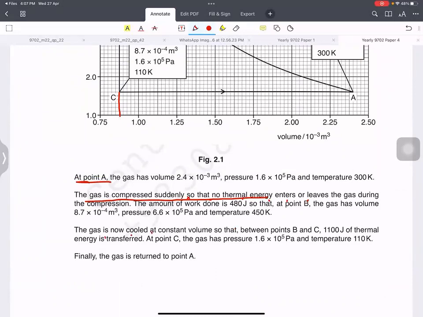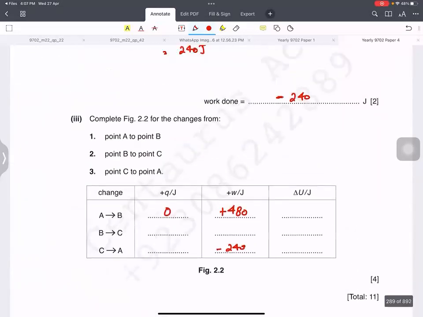Now, the gas is cooled at constant volume, so no work done, and 1100 thermal energy is transferred. So minus 1100 and no work done. So first of all, we will find the internal energy. It is 480 here. We will find the internal energy here. This is minus 1100.